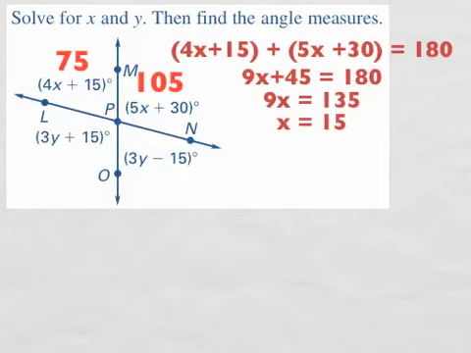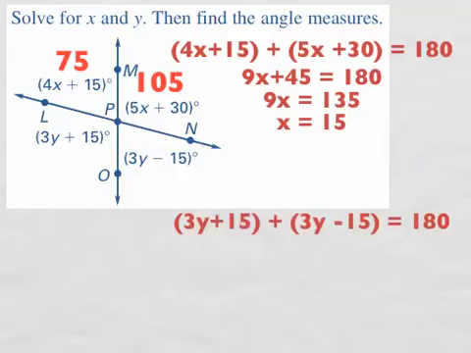That's fine, except it asks us to solve for x and for y. So I'm just going to go ahead and do the same thing with my y's that I just did with the x's because it works. There are several different ways that you can do this. But for this case, I'm just going to say 3y plus 15 plus 3y minus 15 equals 180 because, again, we have supplementary angles. You combine your like terms and you find that 6y equals 180. When you divide by 6, you find that y equals 30.